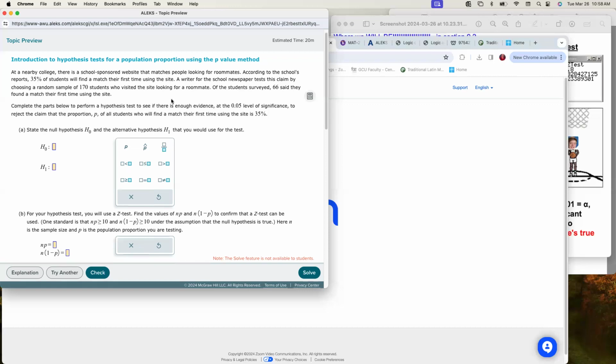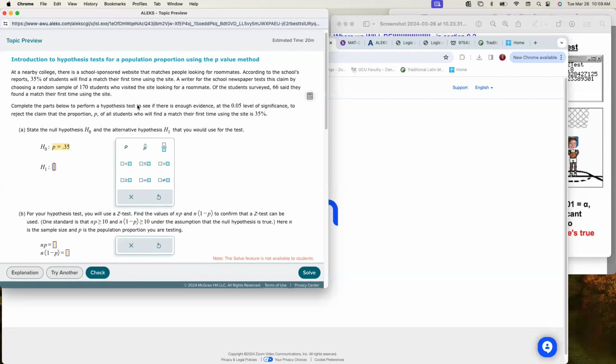Now it says, complete the test below to see if there's enough evidence to reject the claim that the true proportion is 35%. The way this is worded, and this is kind of key, our null hypothesis is always going to be an equal statement. So I'm going to put in P equals 0.35. Now, again, this is what we're testing. We have no way of knowing this absolutely 100% sure, right?